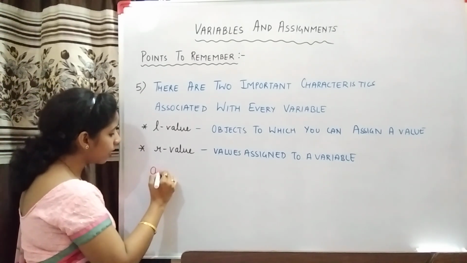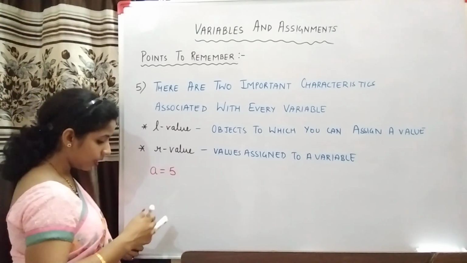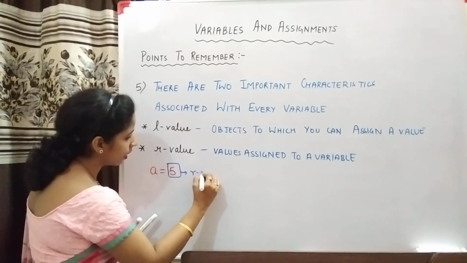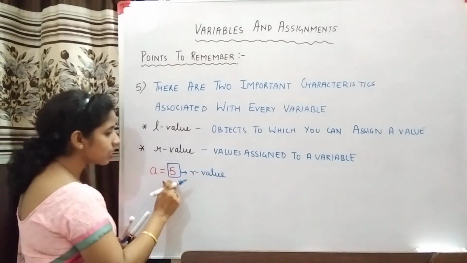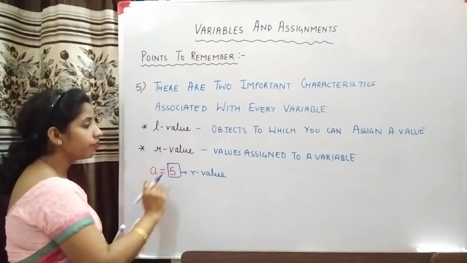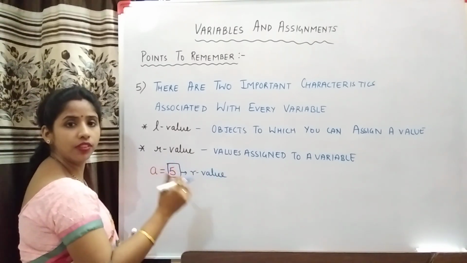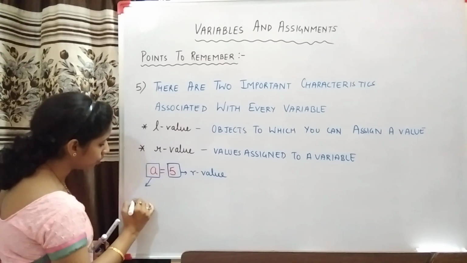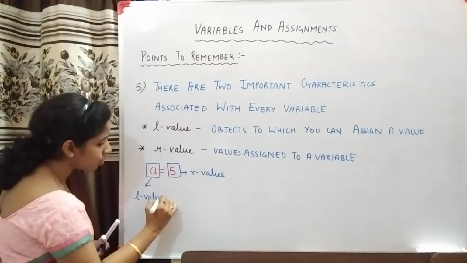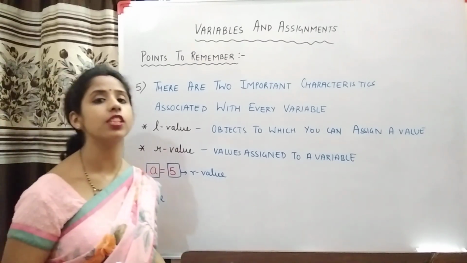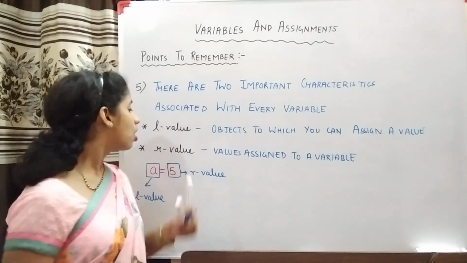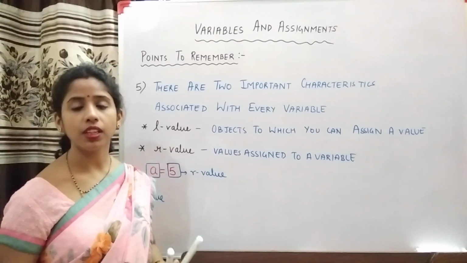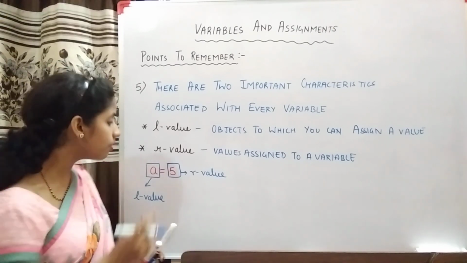So suppose if I have a is equal to 5, then in this statement 5 represents the R value because it is the value that is being assigned to the variable a. Okay, that is the meaning of the word R value. Okay, and this is the L value, means the object to which you can assign a value. मतलब जिसको आप वैल्यू असाइन कर सकते हैं वो L वैल्यू होता है, और जो वैल्यू आप असाइन कर रहे हैं वो R वैल्यू कहलाती है. किसी भी वेरिएबल की R वैल्यू और L वैल्यू का मतलब समझ में आया.